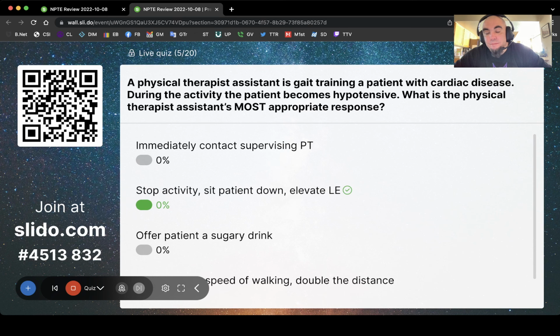Obviously, you may contact supervising PT, but that's not the first thing. It's not like you're going to be like, hey, well, hold on a second, just stand here in the hallway. I got to go tell my PT. You don't know that it's a blood sugar issue, so you wouldn't want to offer the sugary drink, right? And you don't want to increase the speed of walking, double the distance, because, well, that doesn't make any sense.